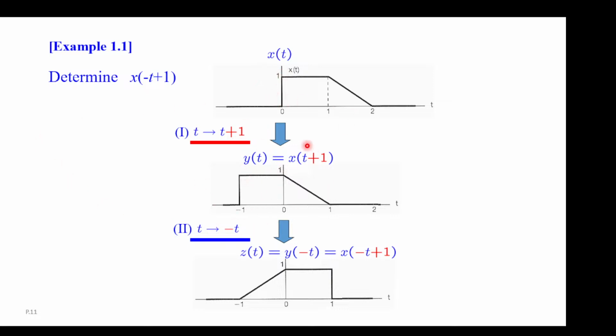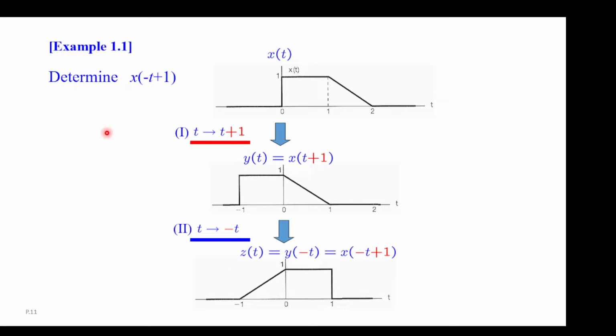And then you want to add a minus sign on t to get x of minus t plus 1. So you do another change of variable: you change t to minus t, and we define another function, z of t, that's equal to y of minus t. y of t is already x of t plus 1, so you put a minus sign on t here, and z of t equals x of minus t plus 1. Okay, so this is exactly what we want.